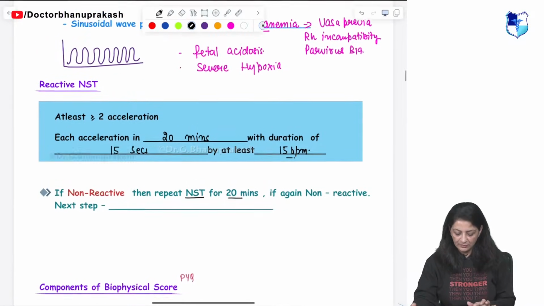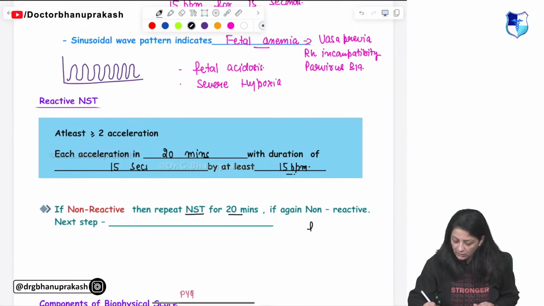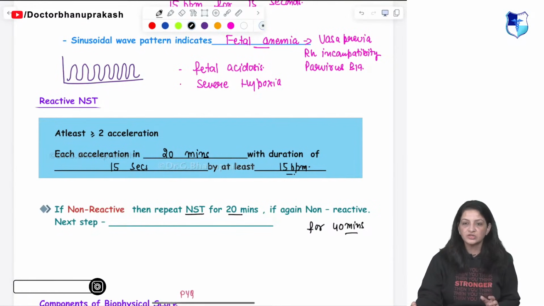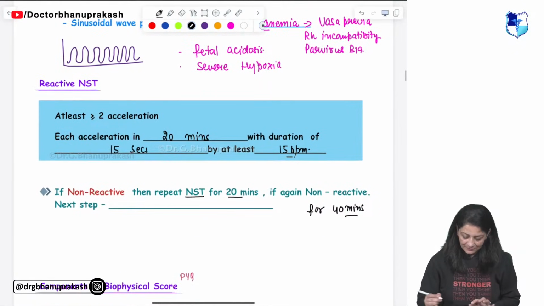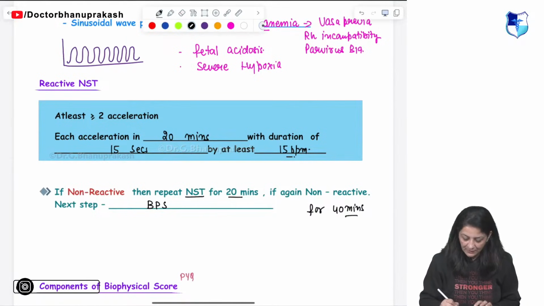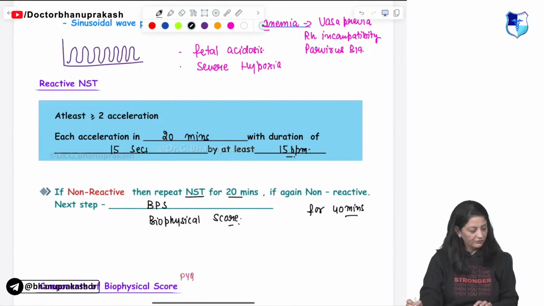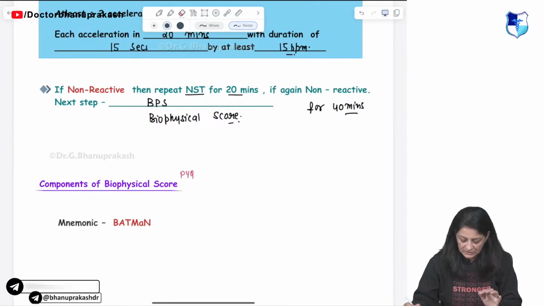So what is the next step? In case of non-reactive NST for a total of 40 minutes, what is the next step? So next step is BPS, biophysical score. This is the next step, biophysical score. So what are the components of biophysical scoring?